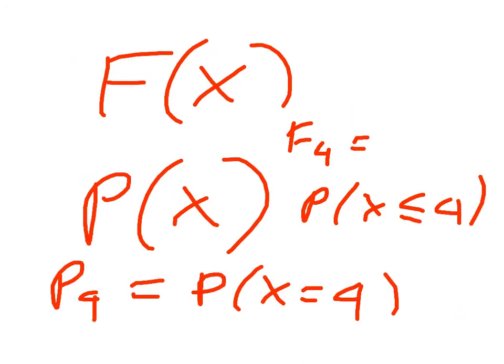Alright, so the meaning of F(x), the cumulative distribution, means the probability that we're less than or equal to that value. So F(4), for example, would be the probability that x is less than or equal to 4, as opposed to p(4), which means the probability that x is equal to 4 only.